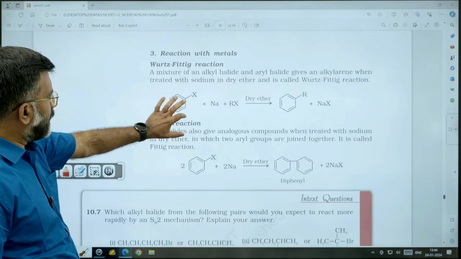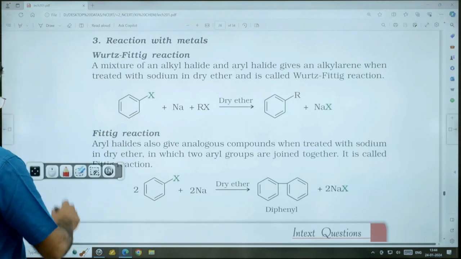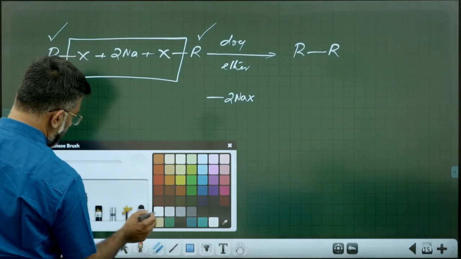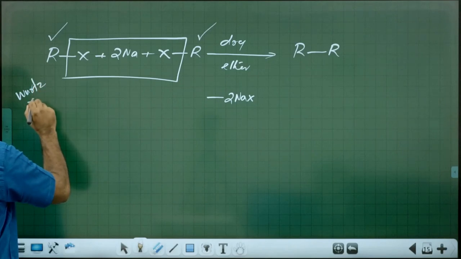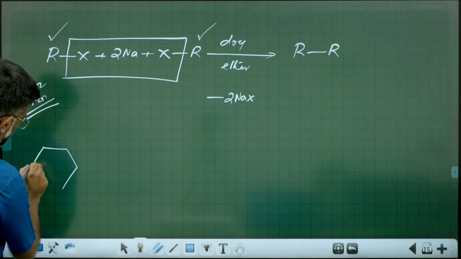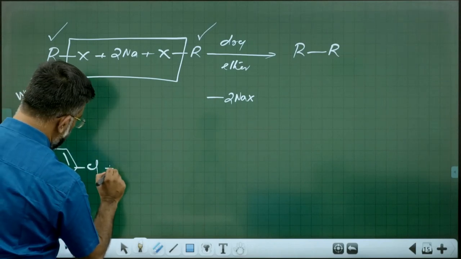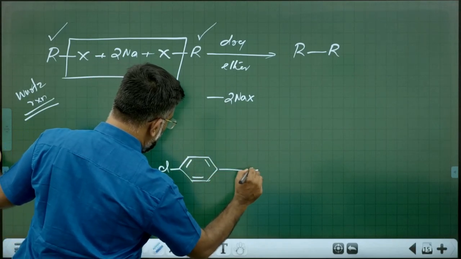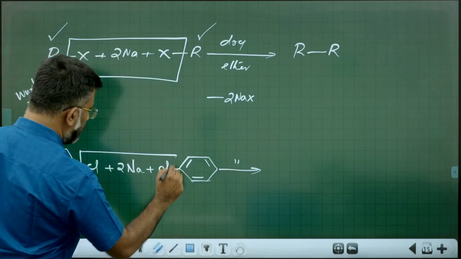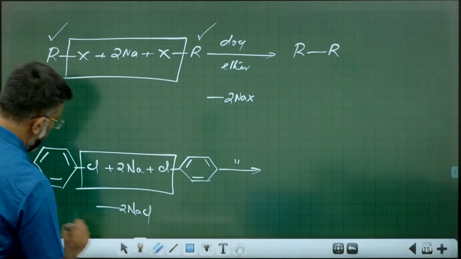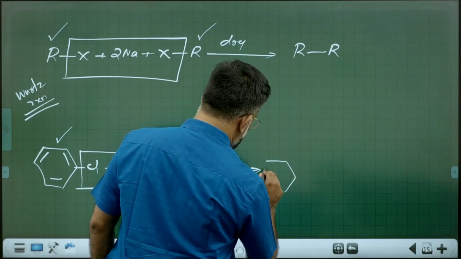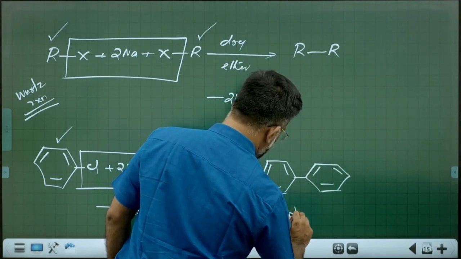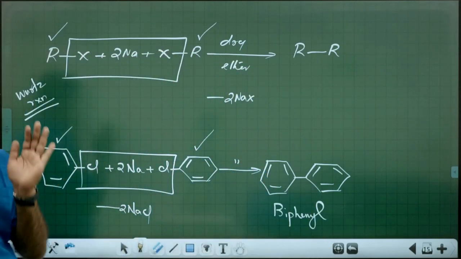Next is reaction with metals, and this is again a repetition reaction. Fittig reaction, Wurtz reaction, Wurtz-Fittig reaction, all of you know. This is Wurtz reaction. And if a similar reaction happens with the aryl halide, if you take chlorobenzene, it will be called a Fittig reaction. 2NaCl out, and this benzene ring couples with this benzene ring, you get biphenyl or diphenyl.